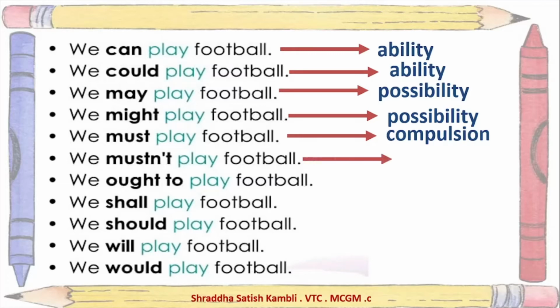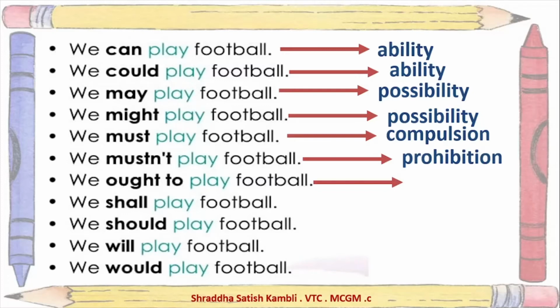Now we mustn't play football. You will see that mustn't has got the word not in it. So we must not. For example, now due to the period of COVID, we must not form a crowd. Mustn't is a short form for must not. So it is a prohibition. You are not allowed to form crowds. In the same way here, we mustn't play football means we are not allowed to play football.